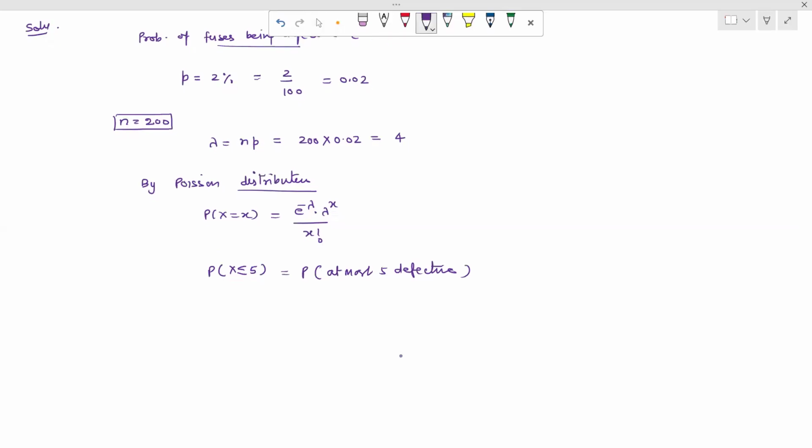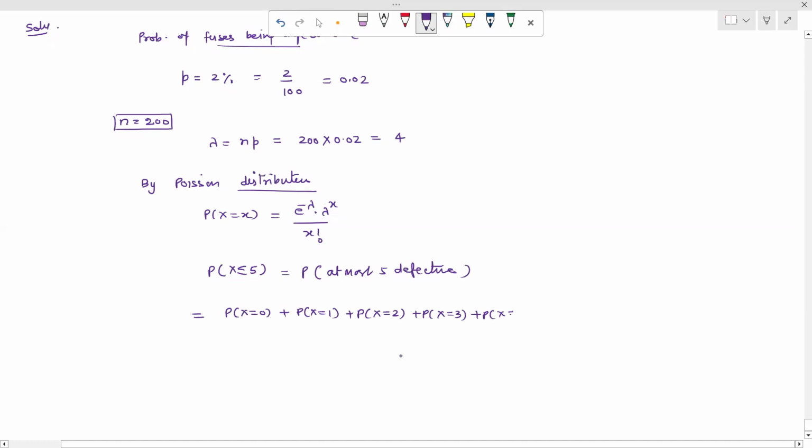So this can be written as probability of x equal to 0 plus probability of x equal to 1. कहाँ तक लिखना होगा? 5 तक. x equal to 2 plus probability of x equal to 3 plus probability of x equal to 4 plus probability of x equal to 5. अब इसमें हमें लेमडा की वैल्यू पुट कर देंगे. तो लेमडा की वैल्यू क्या हो जाएगी? e raised to the power minus 4 into 4 raised to the power x upon factorial x. ये हमारा Poisson distribution बन जाएगा, where we put x equal to 0, 1, 2, 3.